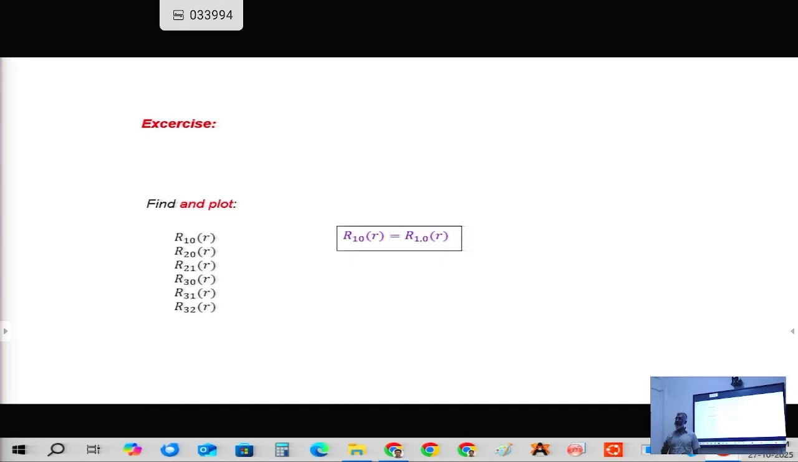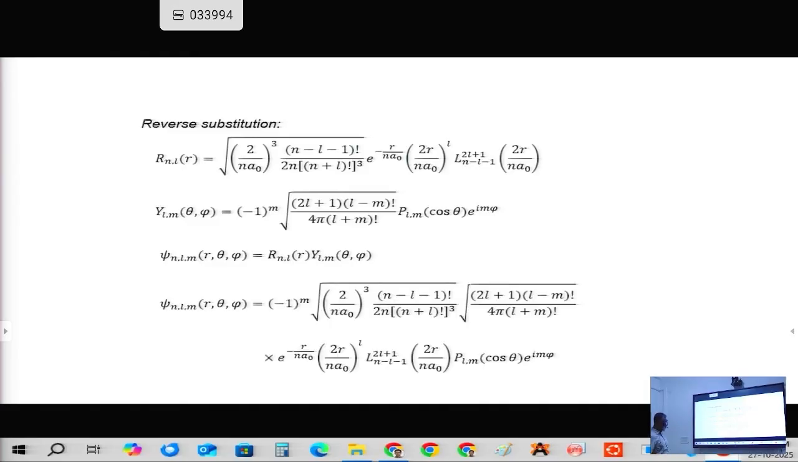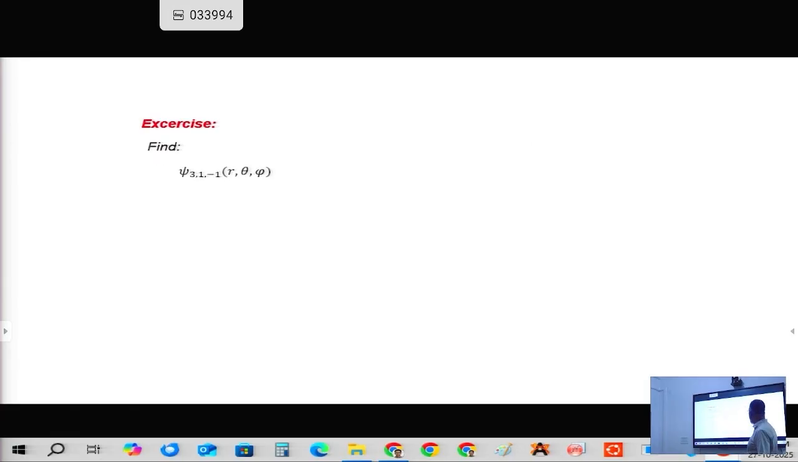So this is only the radial part. Now we have the angular part, which is the spherical harmonics. The complete wave function is the radial part with the angular part, and it will look something like this. So if you want to solve the hydrogen atom, this is what you get. And a simple exercise to do: find out psi 3, 1, minus 1.